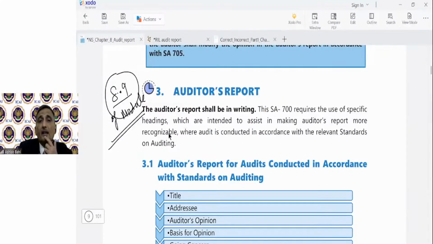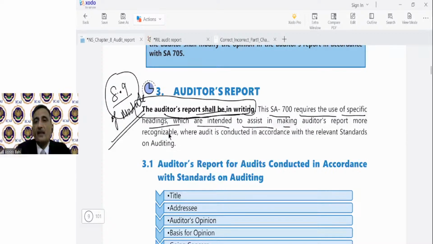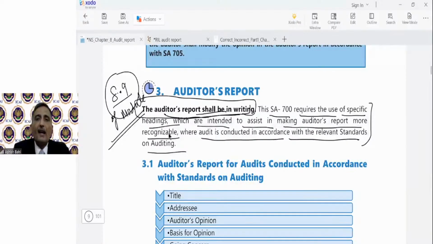So the auditor's report shall be in writing. This I have told you in the beginning. The auditor's report shall be in writing. This standard requires use of specific headings, which are intended to assist in making the auditor's report more recognizable where the audit is conducted in accordance with standards on auditing.